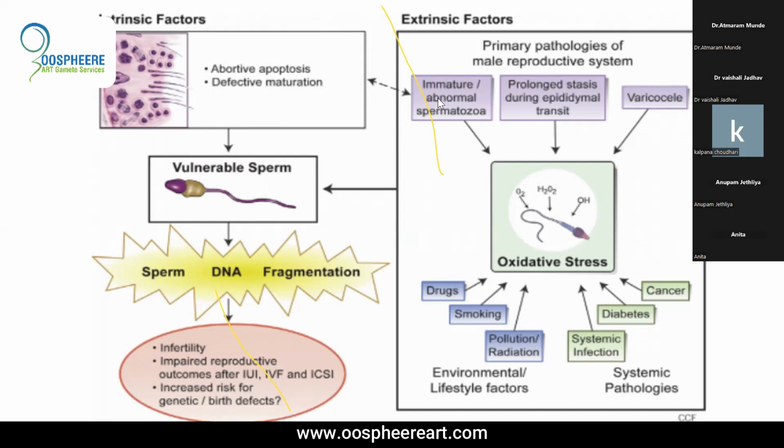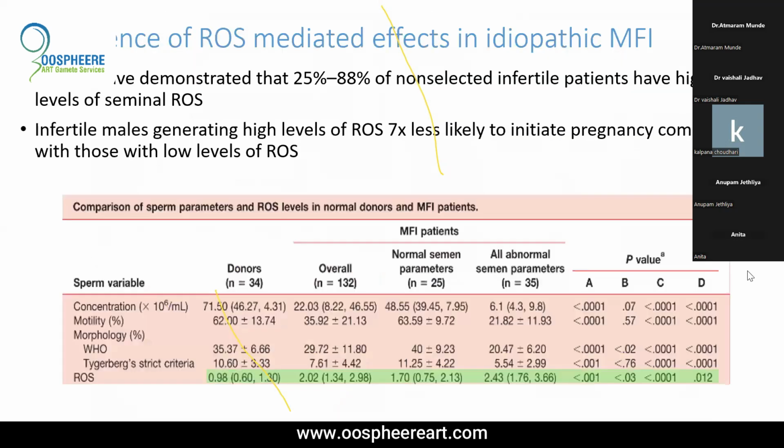This is because of immature or abnormal sperm, because of the same intrinsic factors: prolonged stasis in the epididymis, which will expose the sperm to ROS during the transit, and varicocele, which could again cause increased ROS production. External factors, all these environmental things, can cause oxidative stress and lead to DNA damage.